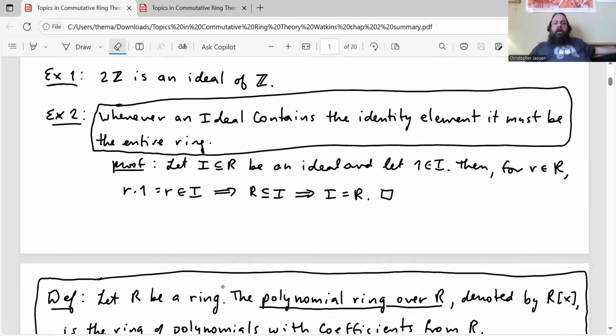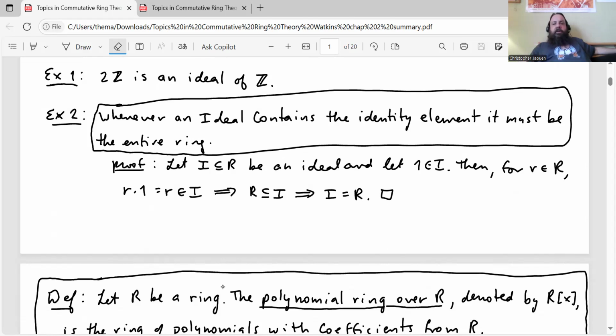Right? Example 2. A lot of these examples involve propositions that need to be proved. So I wrote the propositions in a box here just to show that it's a proposition. The example involves a proposition rather than a calculational example. So here's the proposition in example 2.